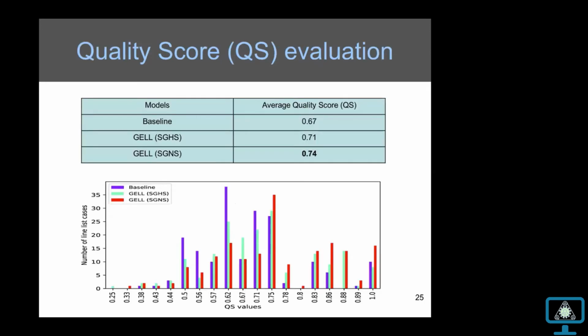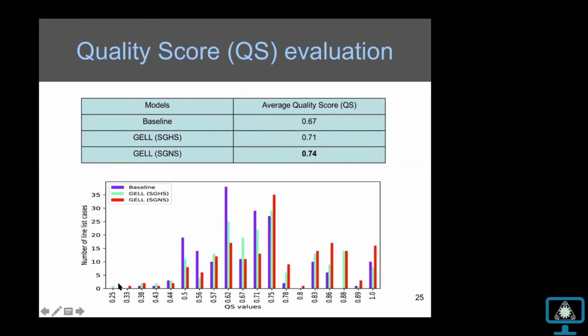So first, let's talk about the quality score. This is the average quality score. The quality score is out of 1. So the baseline method is pretty reasonable. It gives you a starting score of 0.67. So using just the features provided by domain experts, you're able to get about 0.67. And this is the average.